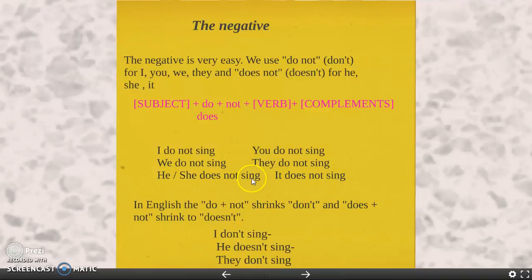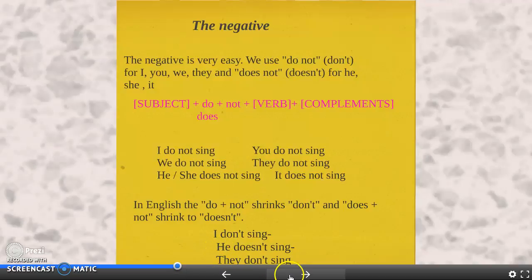Now, see, the verb has no S because all the grammatical information is in the auxiliary does. Does tells us that this verb, sing, is third person singular, and not says that it is in the negative. In English, the contraction of do not is don't, and does not is doesn't. Remember that they use contractions every time. I don't sing, he doesn't sing, they don't sing.